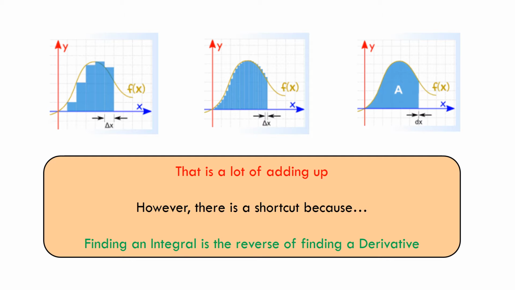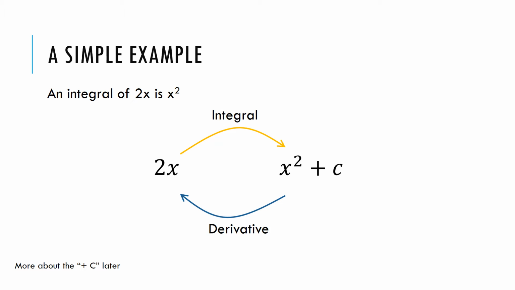Now that's a lot of adding up. It's a very laborious process, but there is a shortcut, because finding the integral is the reverse of finding a derivative. Let's think about this simply. Let's take a nice simple example to start with. An integral of 2x is x squared, and the derivative of x squared is 2x. So you can see how we're doing the opposite things in each case.